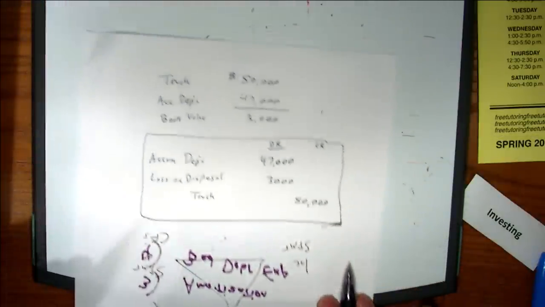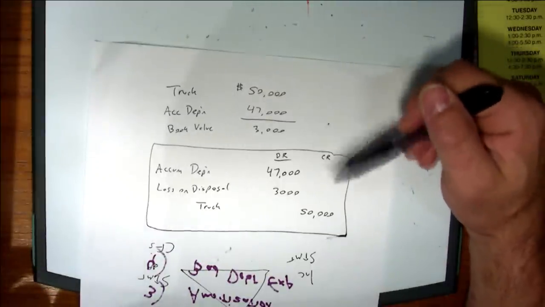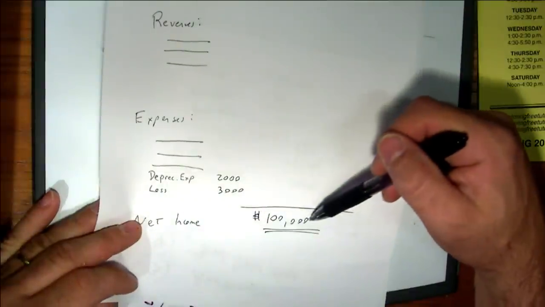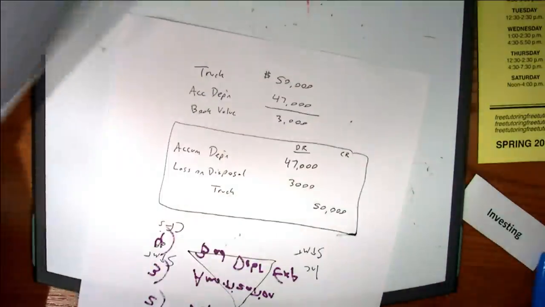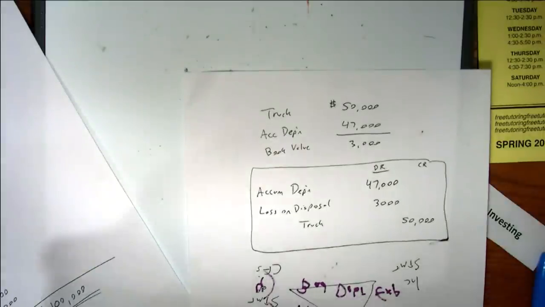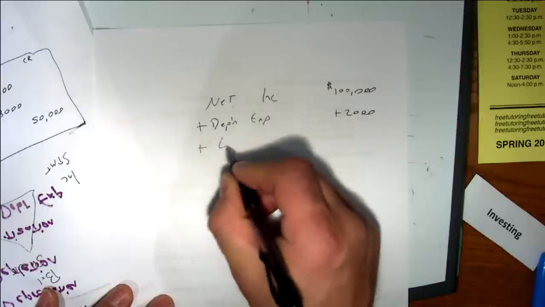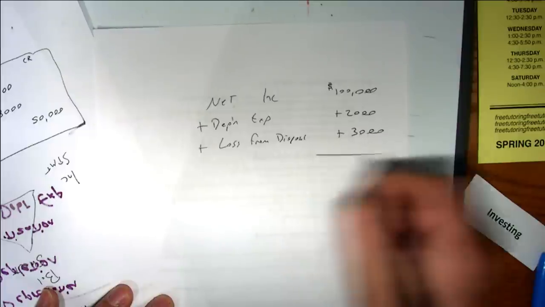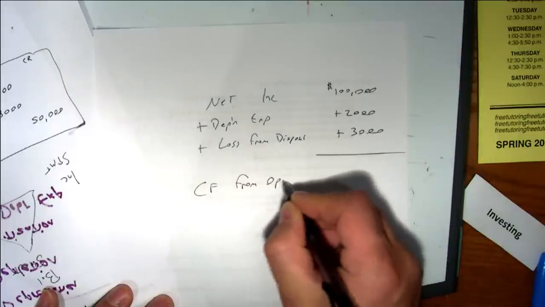But think back to that story about the truck. Was there a $3,000 cash outlay there? No, there was not, was there? And yet that loss was deducted in arriving at this number. So what we have to do here is, I can't find my original piece of paper, but we have to add it back to net income, okay? Remember how I had net income of $100,000 and then we added the depreciation expense of $2,000? Now I'm going to add back our loss from disposal of $3,000 in arriving at this cash flows from operating.